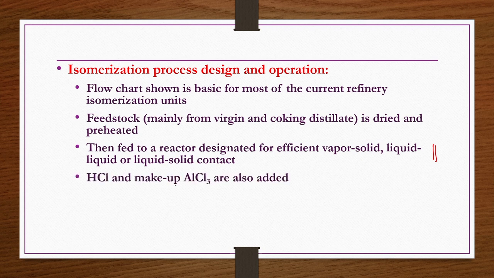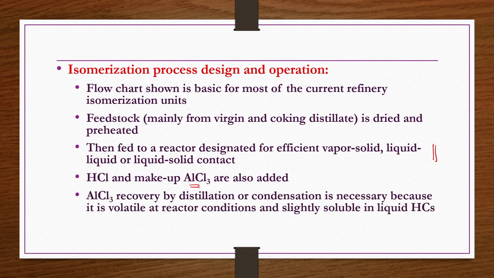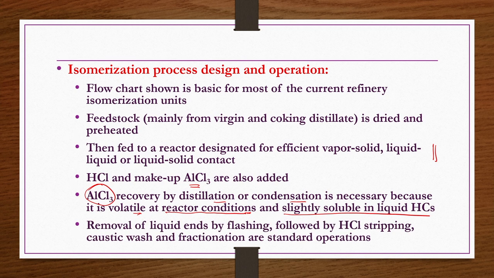HCl and makeup aluminum chloride are also added to the reactor. Aluminum chloride recovery by distillation or condensation is necessary because it is volatile at reactor conditions of 100 to 150 degrees centigrade and pressures of 17 to 27 atmospheres. It is also slightly soluble in liquid hydrocarbon. Because of such reasons, recovery is very much essential by distillation or condensation. Removal of liquid ends by flashing, followed by HCl stripping, caustic wash and fractionation are the standard operations to get the isomers, as we are going to discuss in the flowchart here.